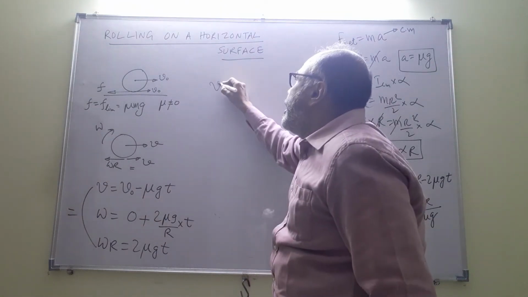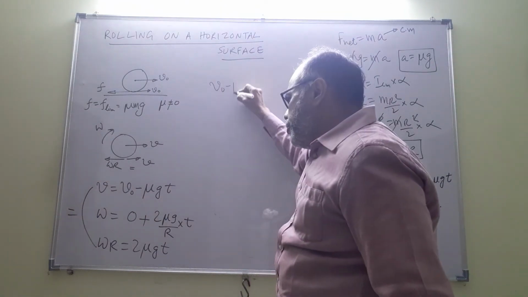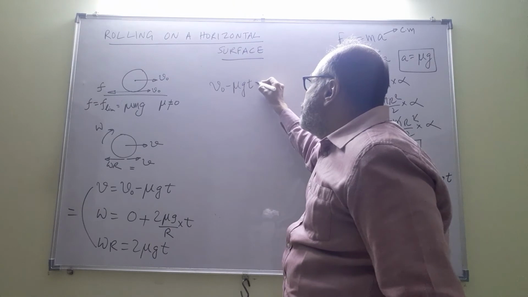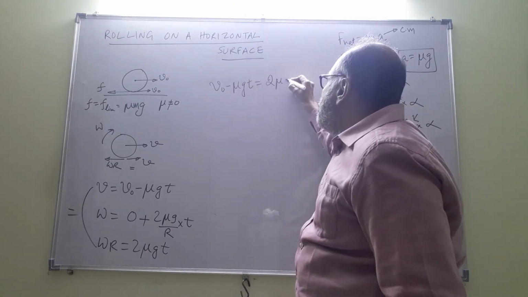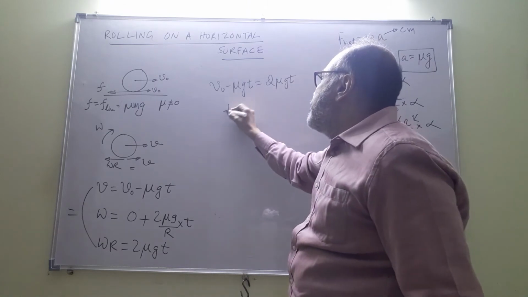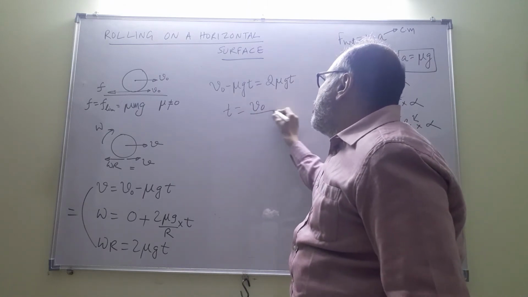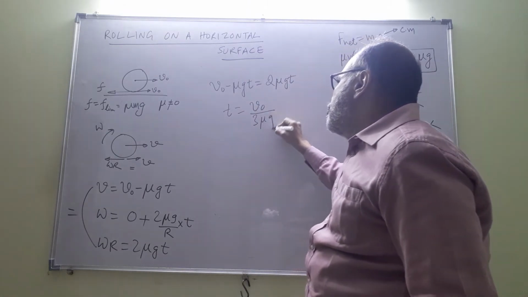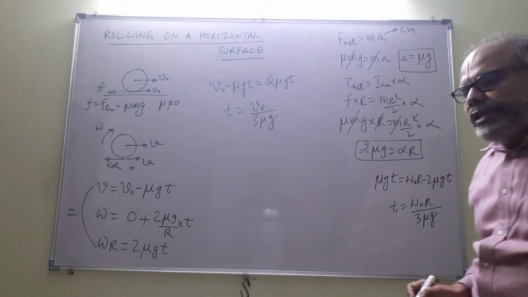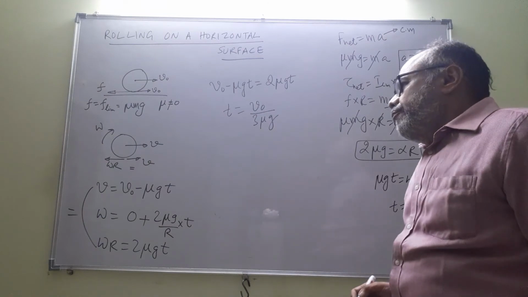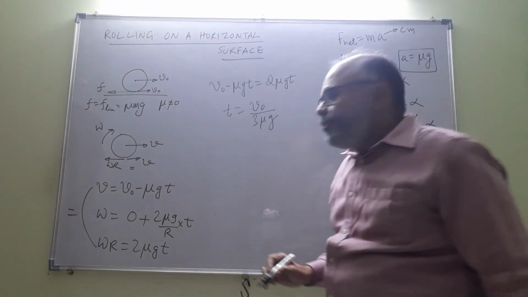So if you simplify that, you get v naught minus mu gt equals 2 mu gt. So that gives us t is equal to v naught by 3 mu g. That will be the time at which pure rolling starts and frictional force will disappear.